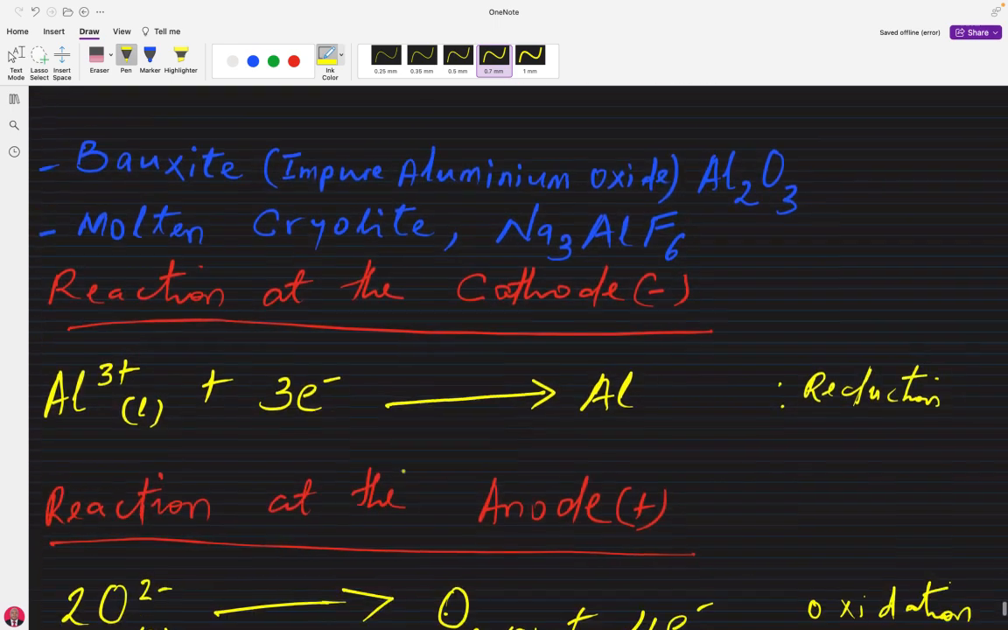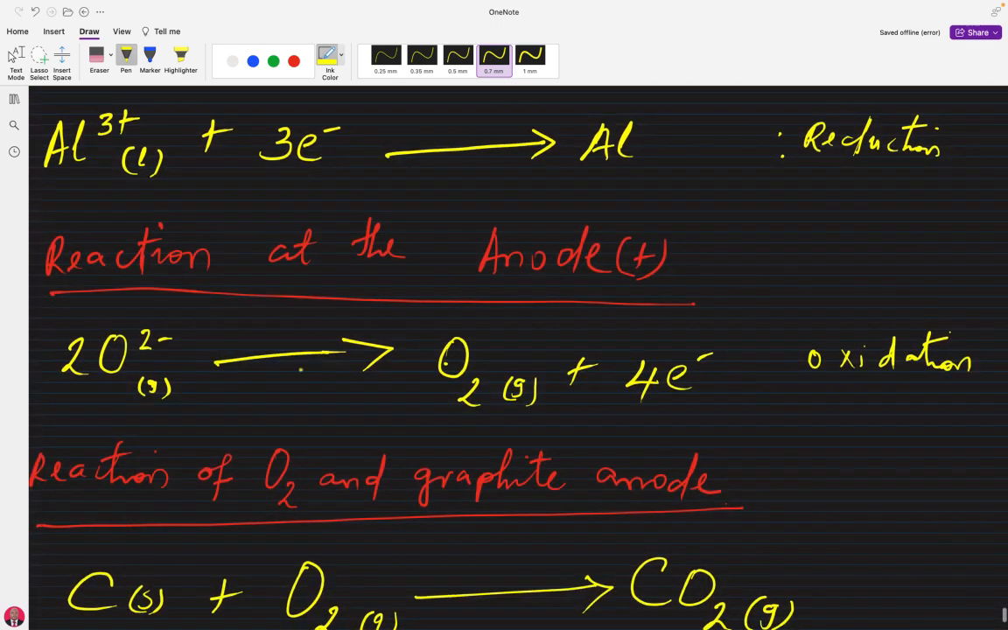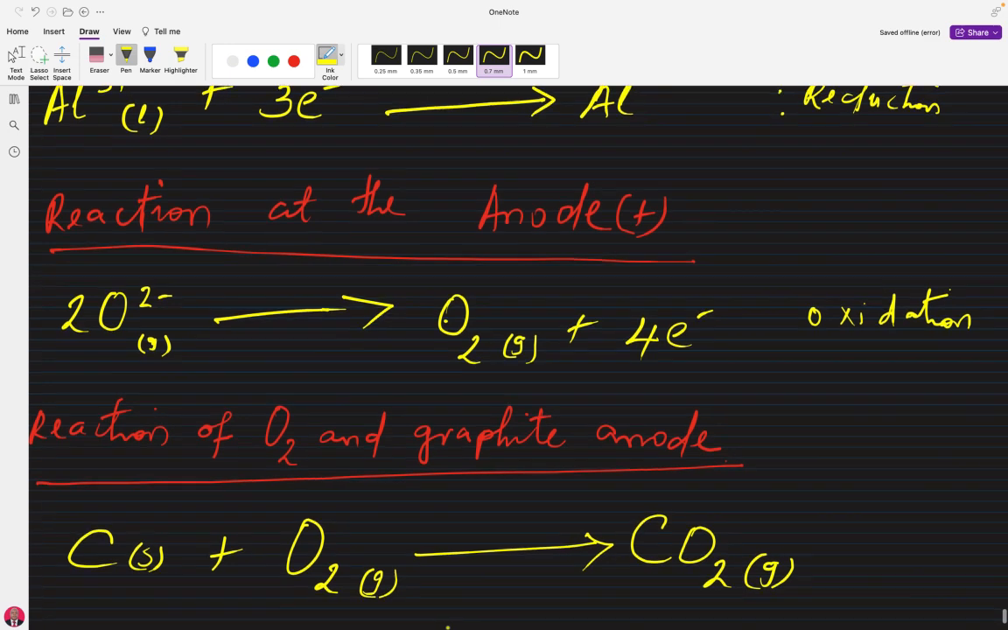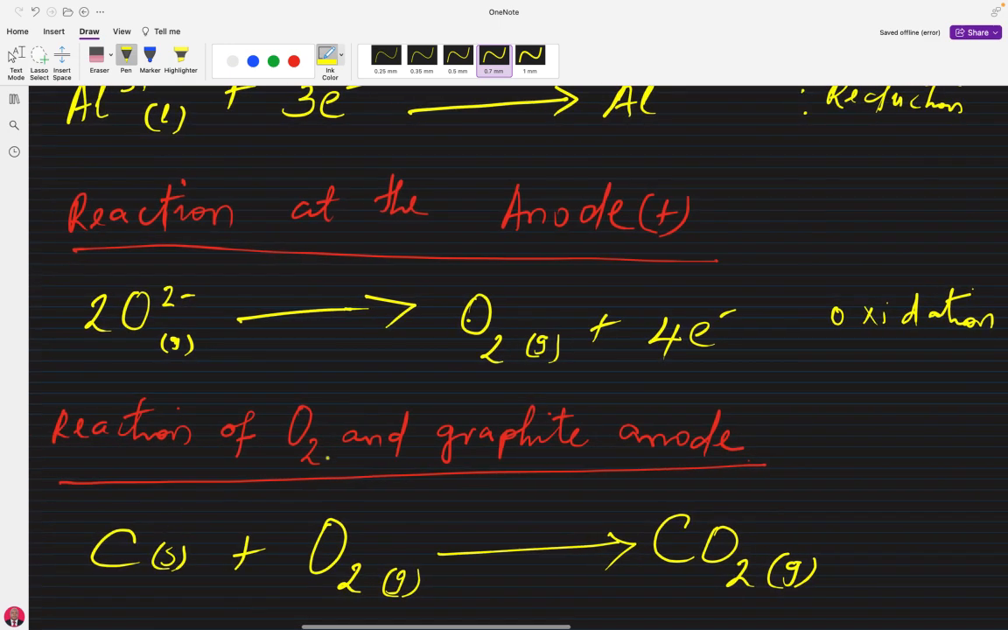This is what happens there. This is the reaction of oxygen and graphite at the anode. So the oxygen produced at the anode will react with carbon, that's the graphite, to produce carbon dioxide. That is point number 7. Once more, the oxygen produced at the anode reacts at the high temperature of the cell with the graphite anode, producing carbon dioxide, which escapes.